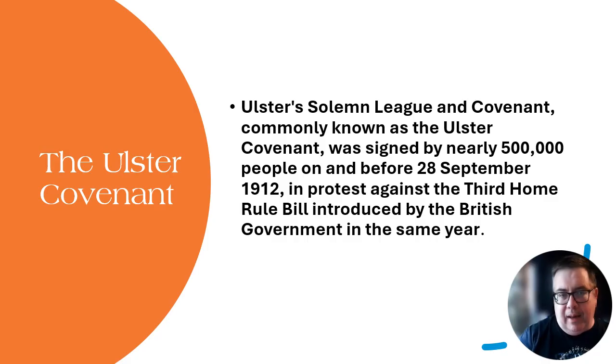And in 1912 you had the Ulster Covenant, which I've given a brief definition of here. Ulster's Solemn League and Covenant, commonly known as the Ulster Covenant, was signed by nearly 500,000 people on and before the 28th of September 1912, in protest against the Third Home Rule Bill introduced by the British government in the same year. Now, it still has major repercussions in Ireland and Northern Ireland to this day, and the Unionist population treasure its memory. It also led to events such as the Curragh Mutiny, and in the long run you had the Easter Rising and the Anglo-Irish War and Partition. On the next page there's a particular poem by Kipling where he summarises his feelings about it, which is still a reasonably well-known poem, and it's worth reading out.